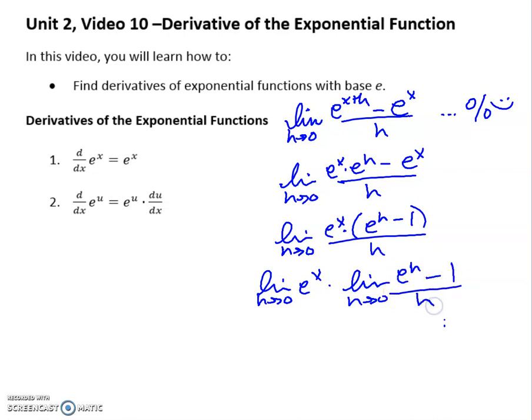Okay, so this is a little deceiving because you might plug in a 0 for x and think that this is e to the 0, which is 1, but it's not. Remember, this is plugging in a 0 for h. Since there's no h to plug into, your limit is just e to the x.